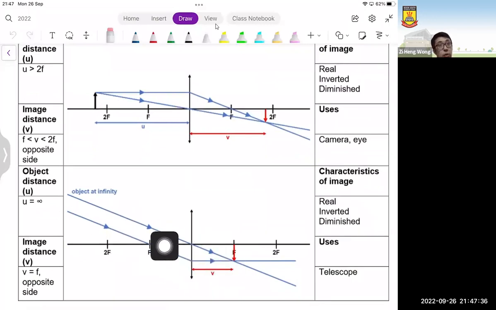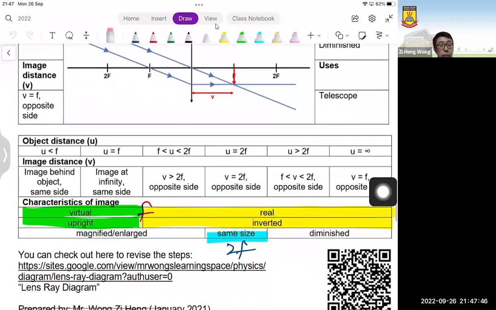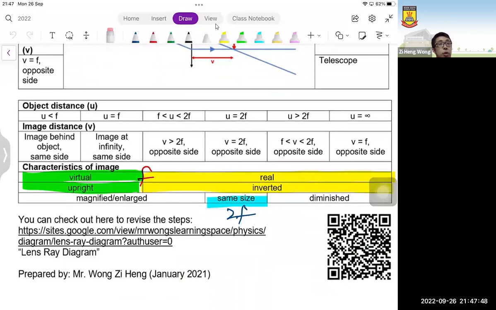Okay, but anything parallel to each other, they go through, they will converge along the focal plane, which is here. Okay. So this is the summary table of how it looks like. So there's object distance less than F, your magnifying glass. Object distance goes to F, your spotlight, usually not tested. Object distance between F and 2F.